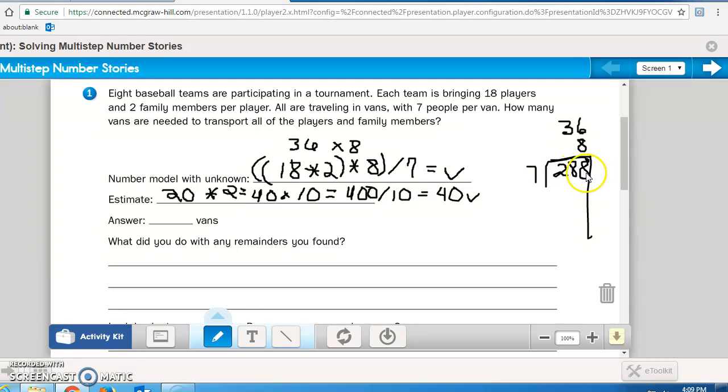7 will go into 288. Well, 7 will go into 28 4 times, so I'm going to do 40. 0 times 7 is 0. 4 times 7 is 28. And then again, I subtract. I divide again. 7 will go into 8 once. 1 times 7 is 7. I have 1 remainder. So how many vans will it take?